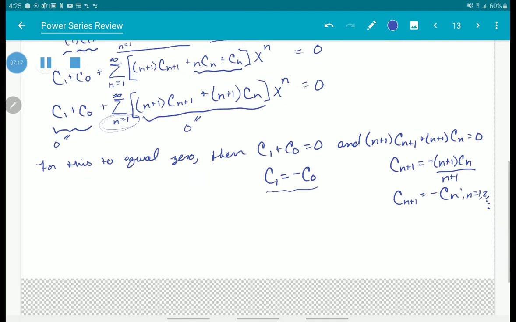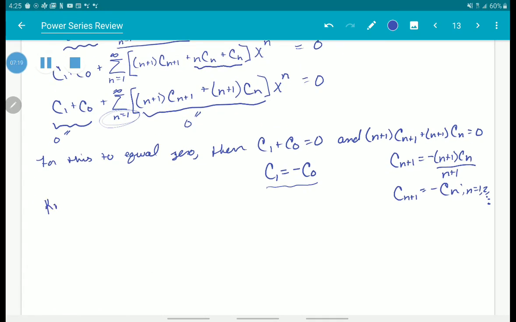So let's just list some of these. Here's what we know, piecing all this together. We know C1 has to equal negative C0. That came from setting this equal to 0 and solving for C1. Then when n is 1, we know C2 has to equal negative C1. But C1 was negative C0, so we're going to get just a positive C0 there.